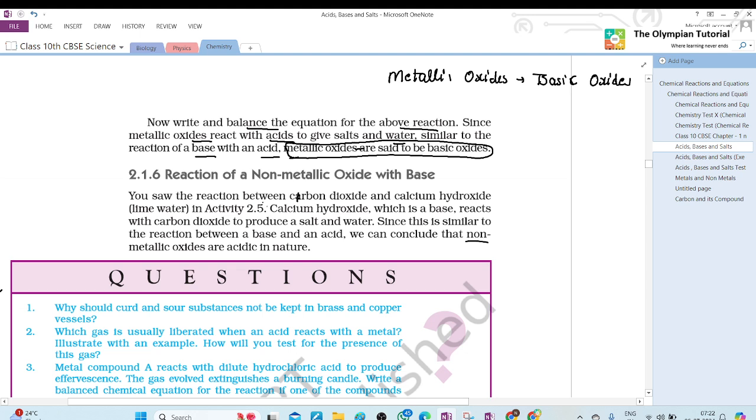Now next one, reaction of non-metallic oxide with base. Can you tell me the nature of non-metallic oxide? Will it be acidic or basic? Ma'am, acidic. Very good. Write down this heading: reaction of non-metallic oxide with base. Tanya, are you getting? Then non-metallic oxide will be acidic. Yes, ma'am.